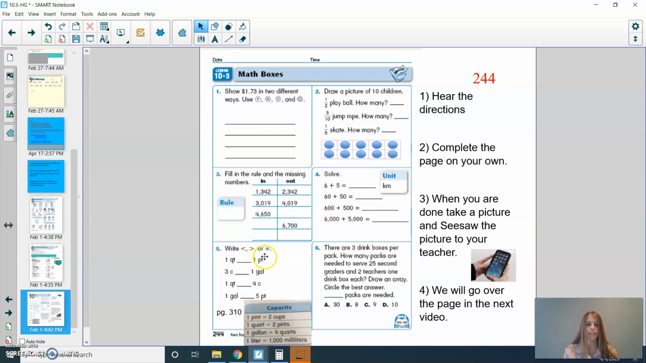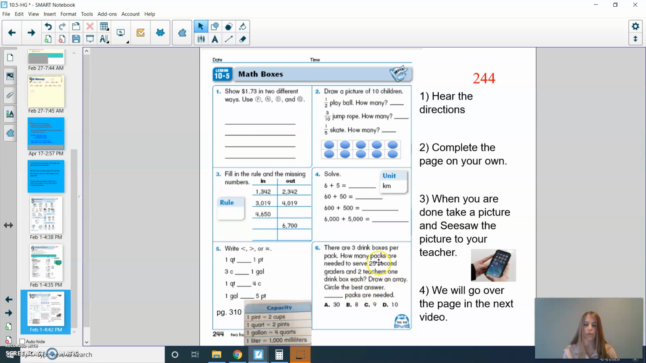For question number 5, you're using less than, greater than, or equal to. For a little hint, I included this capacity chart, which is found on page 310 in your math journal. For question number 6, there are 3 drink boxes per pack. How many packs are needed to serve 25 second graders and 2 teachers 1 drink box each? Draw an array and circle the best answer.